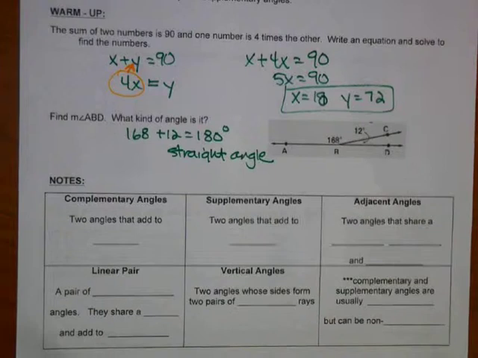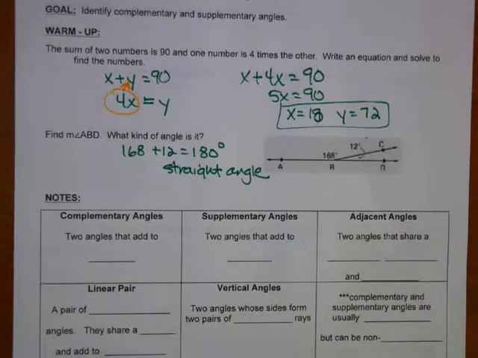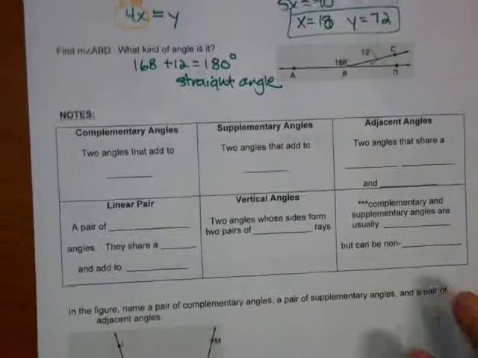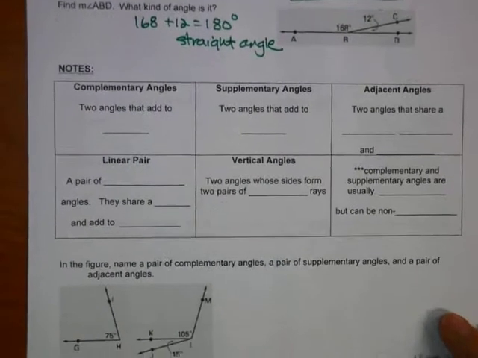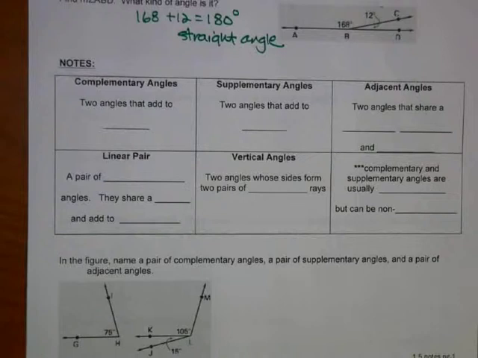Okay, so let's fill in some of this vocab. I went in and typed in some, so you didn't have to write it all today. So complementary angles, you probably know what that is. What is it? Two angles that add up to what? 90 degrees.